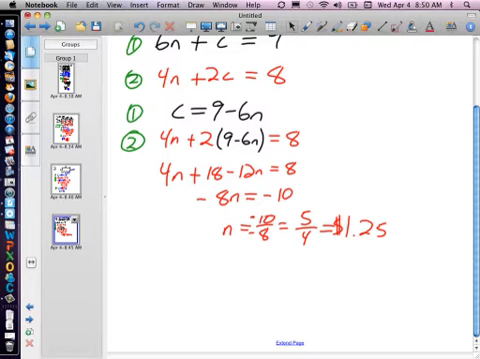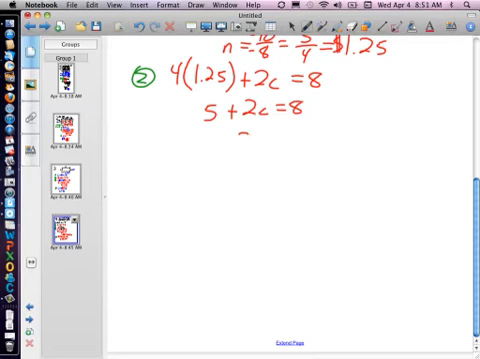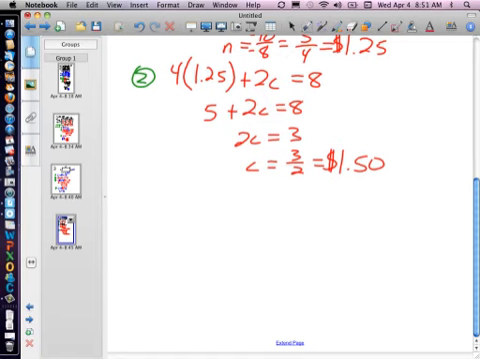So now we're going to plug that back in to, I don't know, maybe equation 1. We could do it to either equation. Let's see, and either way it looks like I'm going to get a decimal for, oh no, if I plug it into equation 2, when I multiply that by 4, I will not get a decimal. So let's try that one. So into equation 2, we have 4 times n, which was 1.25, plus 2c equals 8. So 4 times 1.25, that's 5, plus 2c equals 8. And then 2c equals 3, and c equals 3 over 2. Since we're talking about money, that should be $1.50. Alright, so again, we got a decimal, so I'm concerned I may have made a mistake.